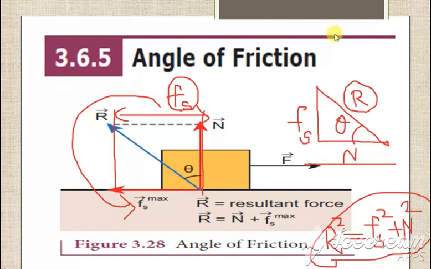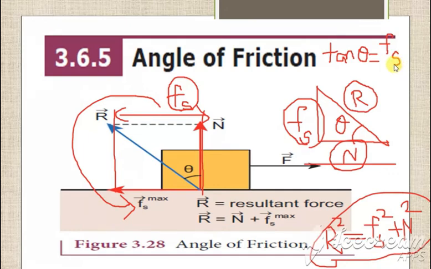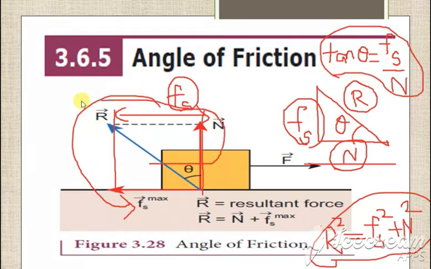Okay, then the next equation is finding the value of tan theta from this. What is the formula for tan theta? It is opposite divided by adjacent, is it not? So this can be written as opposite, which is fs, divided by adjacent, which is n. So these are the two formulas which you are going to use based on this diagram. The first formula is r square is equal to fs square plus n square. Next is tan theta is equal to fs divided by n.